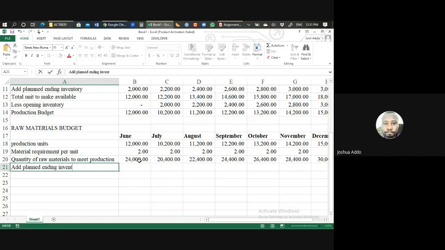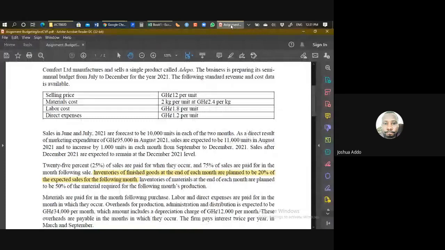Okay, so the figures were in the question. Question says inventory of raw materials at the end of each month are planned to be 50% of the material required for the following month. Okay, so in a similar fashion with the ending inventory for the finished goods, only a difference in the percentage. This is 50%, that of the finished goods was 20%. So we do it the same way.